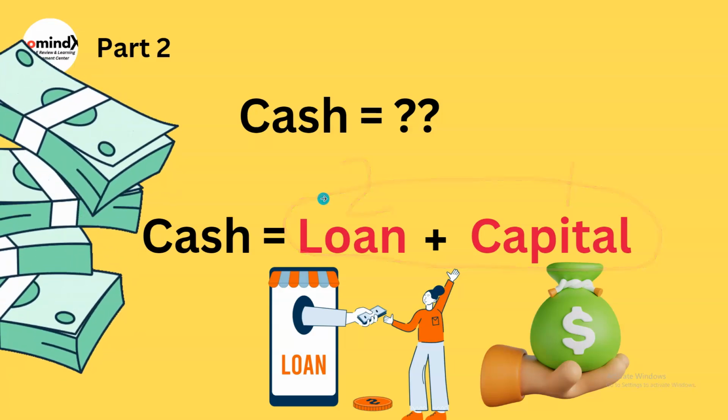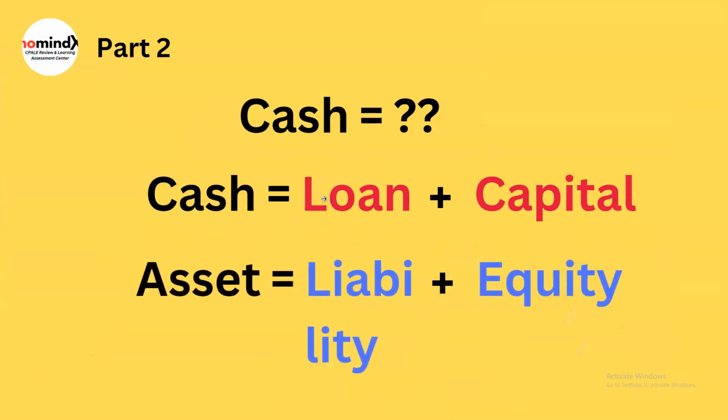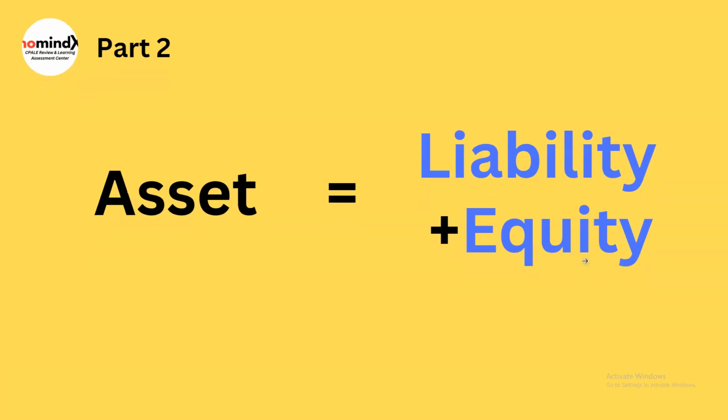Okay, so that is our equation now. For our next equation, we just convert the term cash and rename it as asset, while the loan becomes liability and the capital becomes equity. So therefore, we have this equation: asset equals liability and equity. This is the essence, or the concept, of the debit and the credit. It comes from this formula, asset equals liability and equity. So basically, asset is on the debit side, while the credit side is composed of liability and equity.